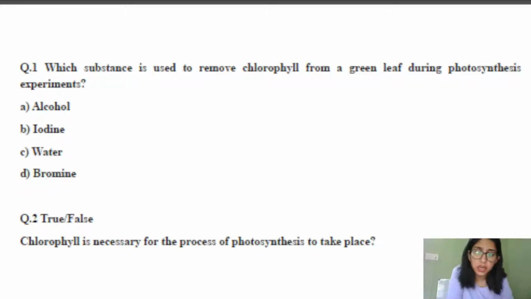Yes, we have discussed this earlier in previous experiments as well: what we are using for decoloration, basically to remove the chlorophyll during the photosynthesis experiment, whether it was alcohol, iodine, water, or bromine. I'll give you 5 seconds more to respond.